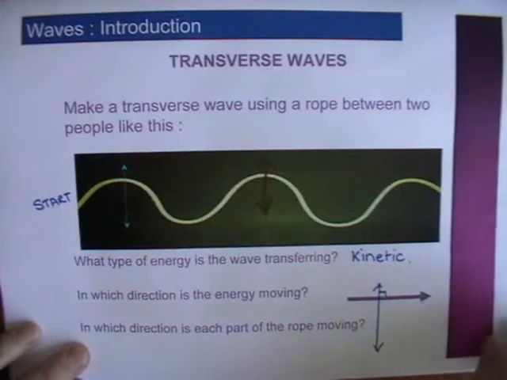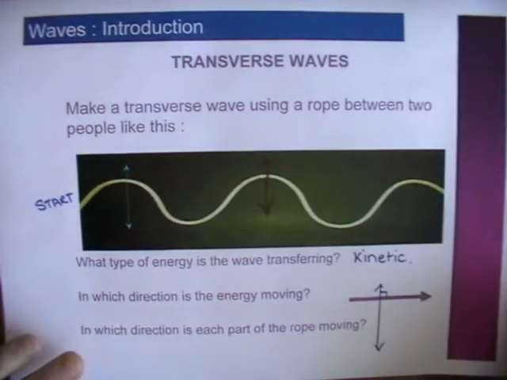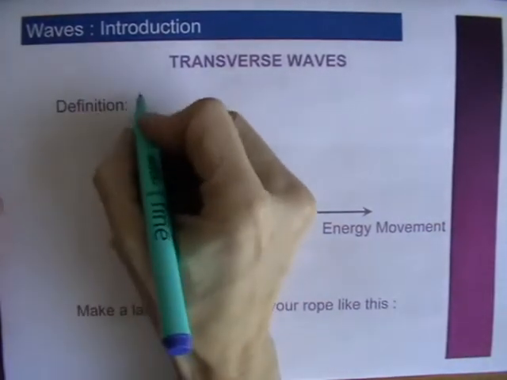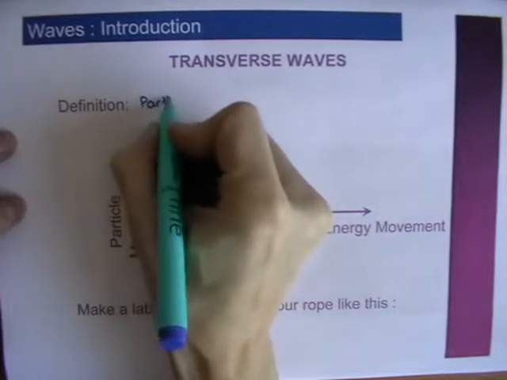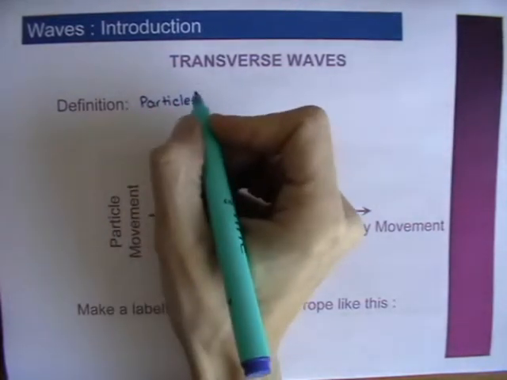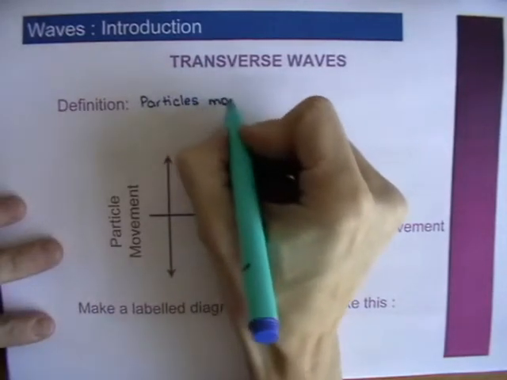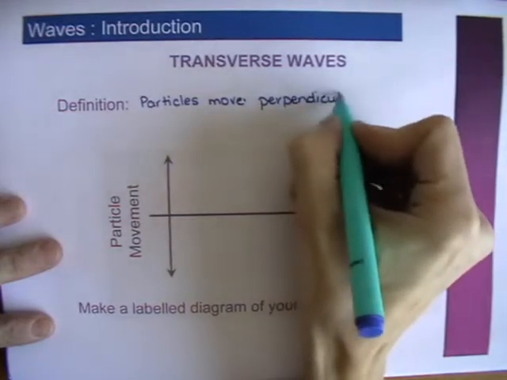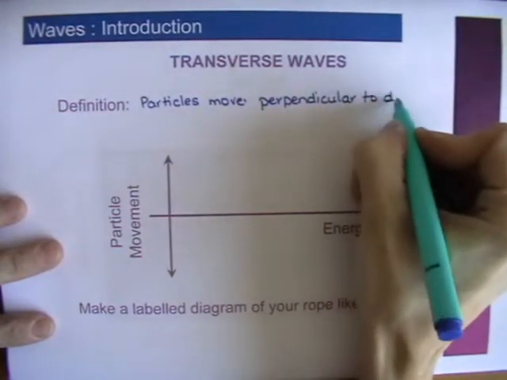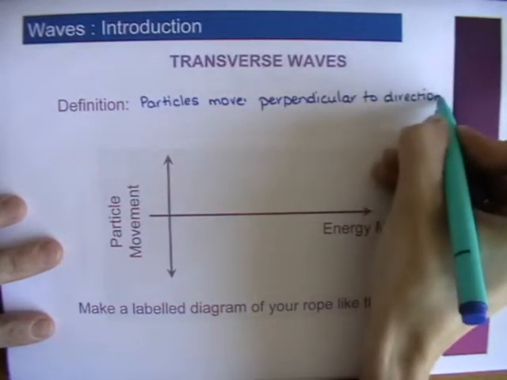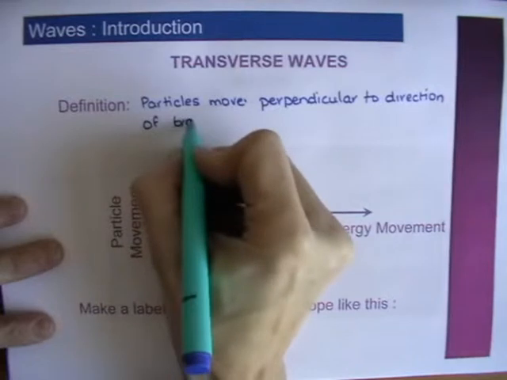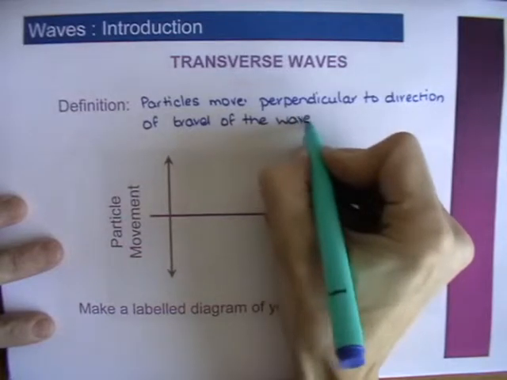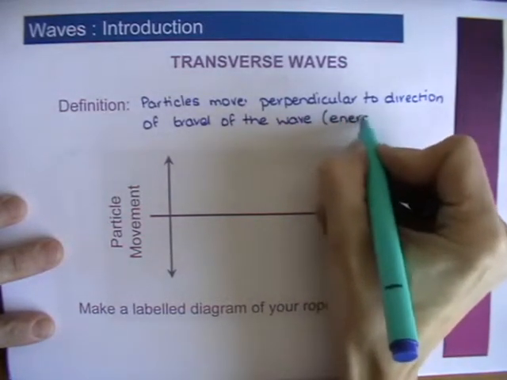And so this brings us to our definition of a transverse wave. The definition is that the particles, the particles through which the wave is moving, move perpendicular to the direction of travel of the wave. Or you could say to the direction of travel of the energy. I'm putting it in brackets.